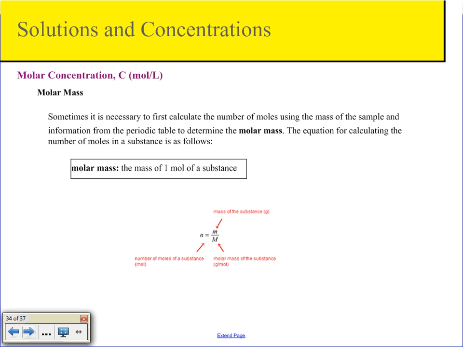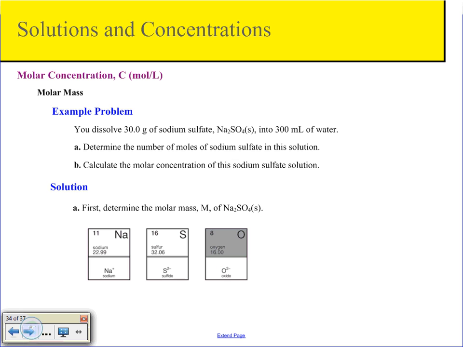Now, molar mass. Sometimes it is necessary to first calculate the number of moles using the mass of a sample and information from the periodic table in order to determine molar mass. The equation for calculating the number of moles in a substance is as follows. Molar mass is the mass of 1 mole of a substance, and we use n to represent the number of moles, lowercase m to represent the mass of the substance, and the large M to represent the molar mass of the substance. So n equals m over M, with lowercase m meaning grams.